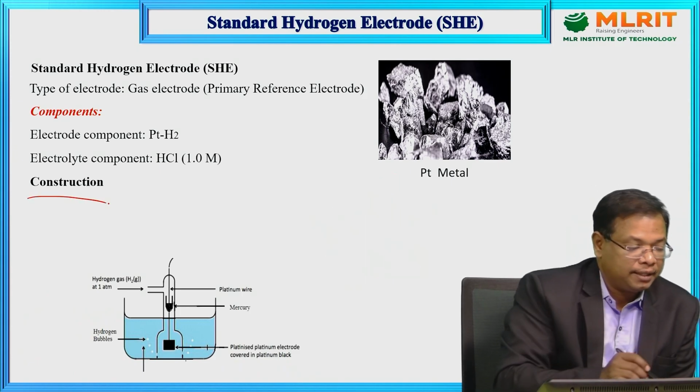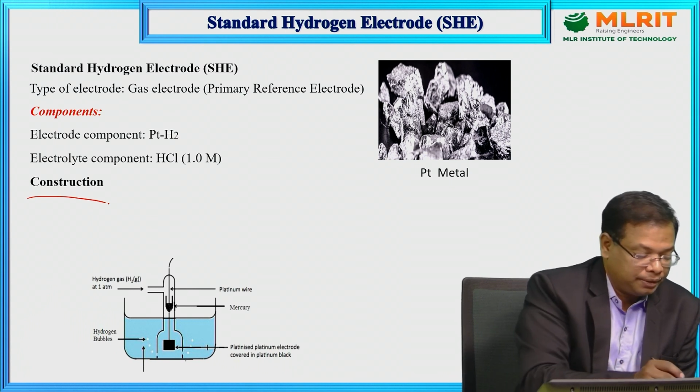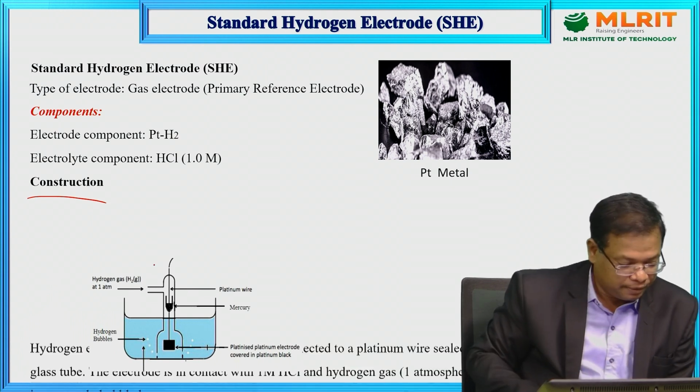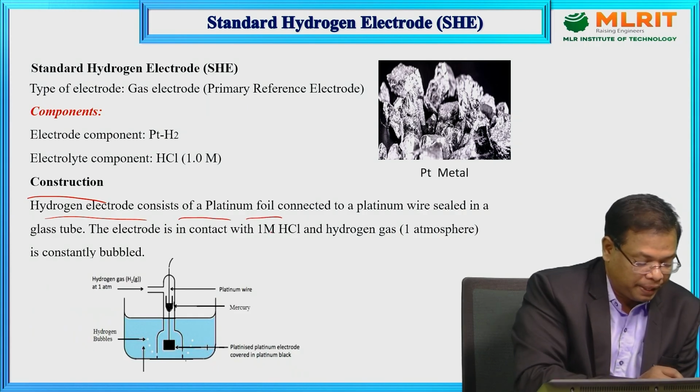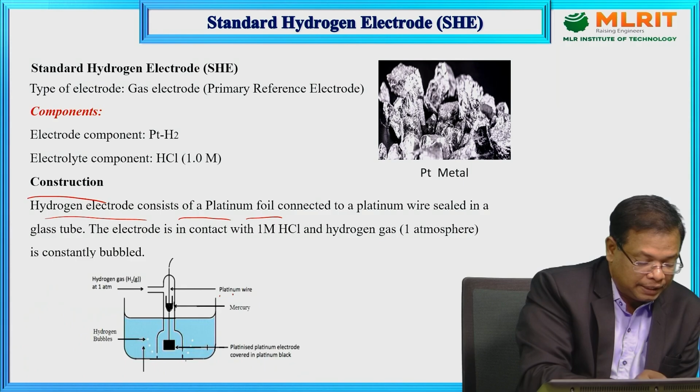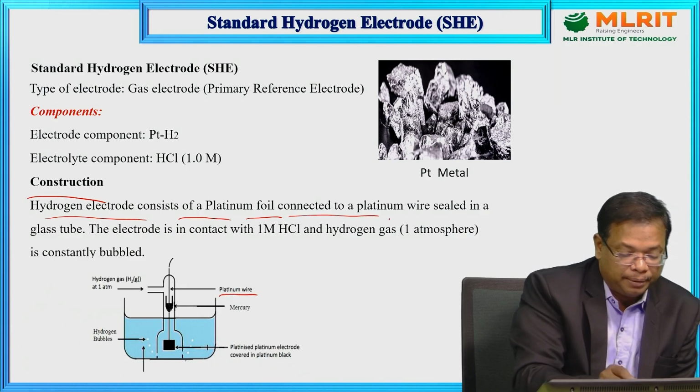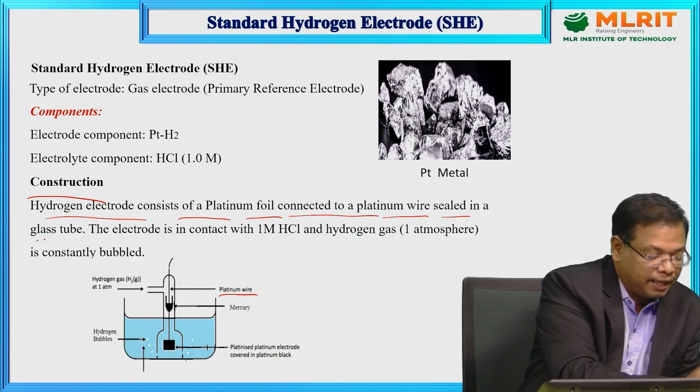So, the construction of the standard hydrogen electrode. This is the standard hydrogen electrode. What is the construction here? The hydrogen electrode consists of a platinum foil. It has a platinum foil connected to a platinum wire sealed in a glass tube.